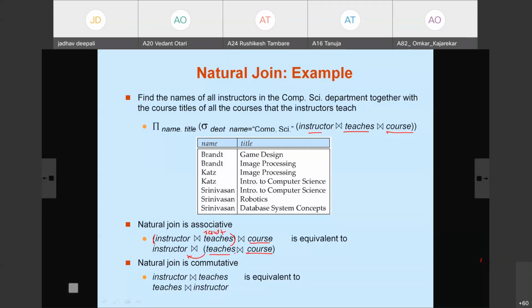It is associative, and also commutative. It means we can change the position also; it is not necessary to write in the same sequence. You can write it in any sequence because it is commutative. So the natural join operation is associative and also commutative.